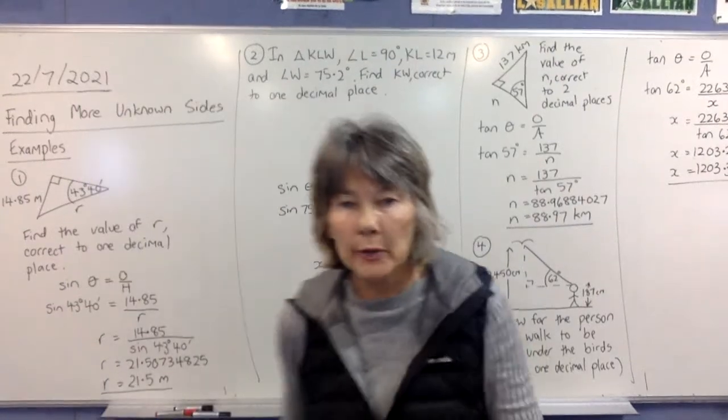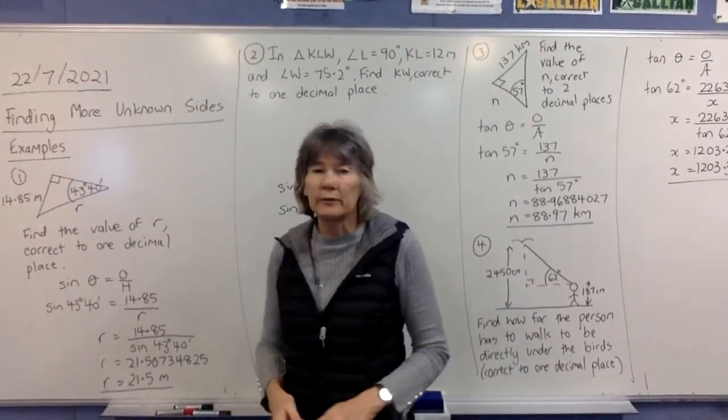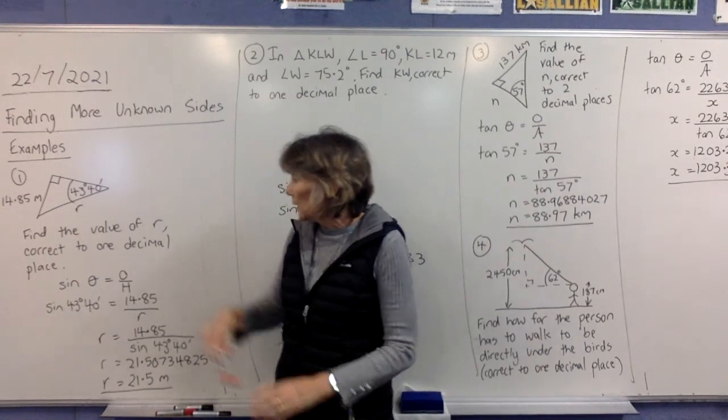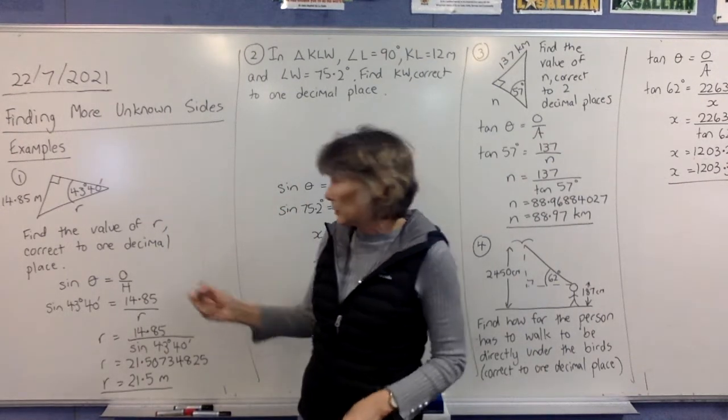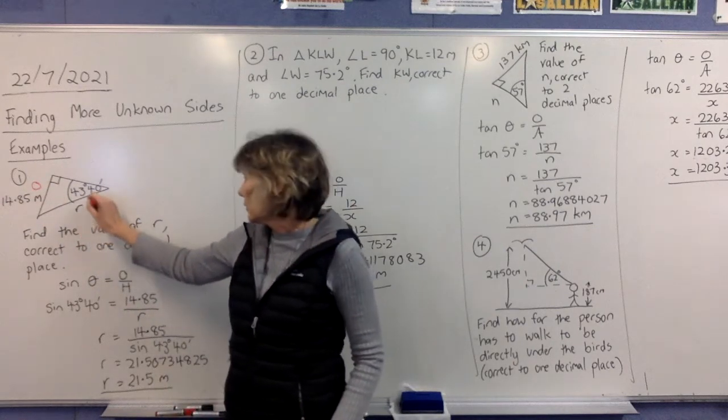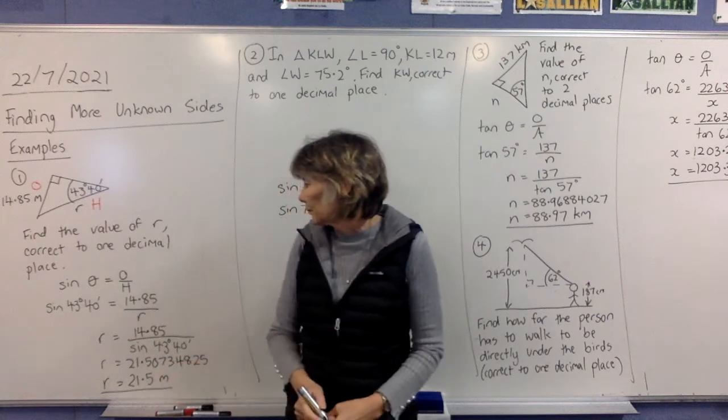All right, boys, so now we're just going to do some more on finding sides. So if you look at this triangle here, we're going to label the sides that we do have. This one is the opposite side. This one is the hypotenuse, opposite the right angle.